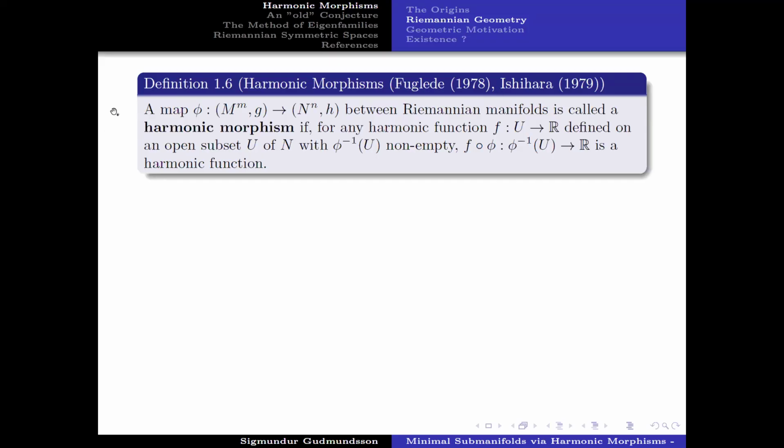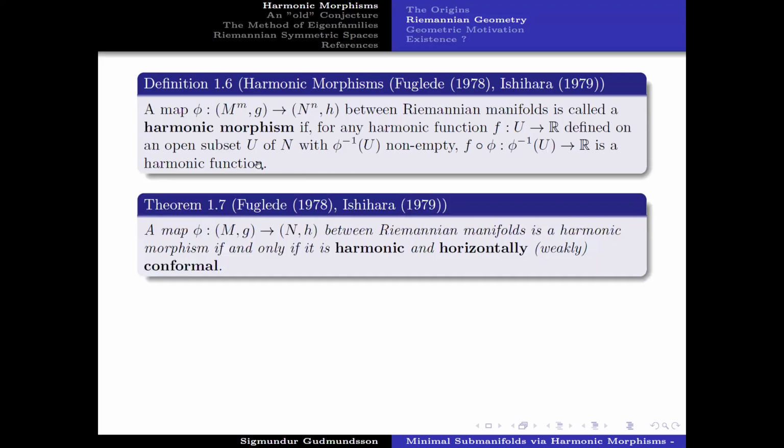So they completely independently defined this in the Riemannian setting. If you have a map between Riemannian manifolds, it's called a harmonic morphism if it pulls back harmonic functions, real-valued functions, on the codomain to harmonic functions on the domain. This looks really, really analytic. And why should a geometer be interested in this?